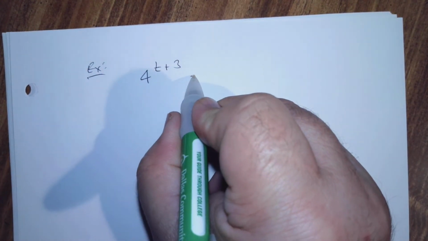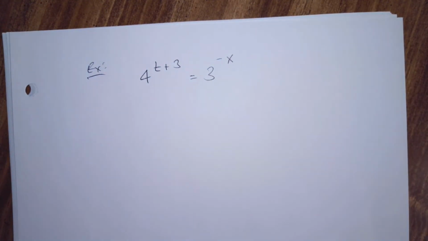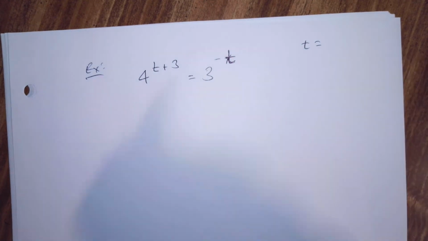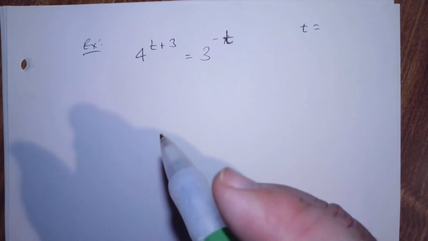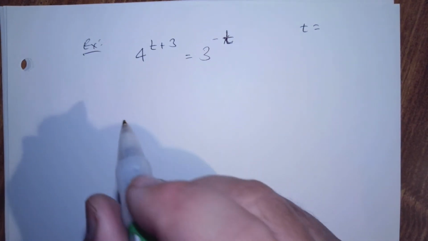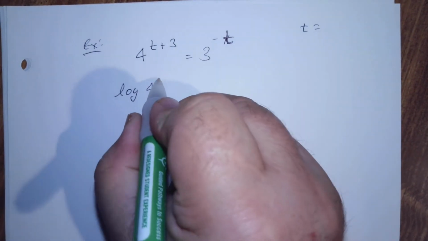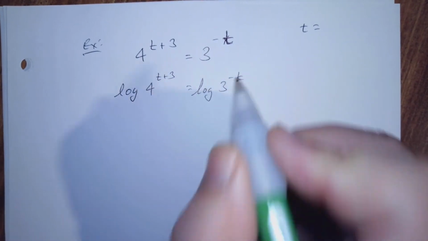What if we had this example? Both sides are raised to a base: 4 to the power t plus 3 equals 3 to the power negative t. We're solving for t. Since they're different bases, it doesn't matter which of the two bases we pick for the logarithm. Because it's easy, let's do log base 10. So log base 10 of 4 to the t plus 3, equals log base 10 of 3 to the negative t.